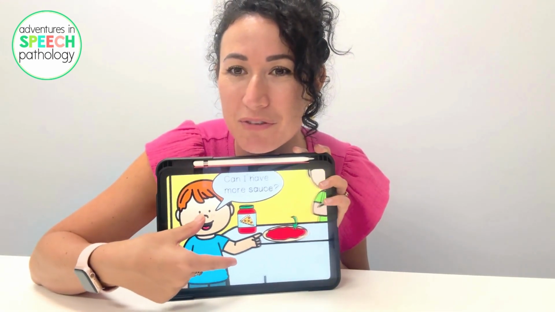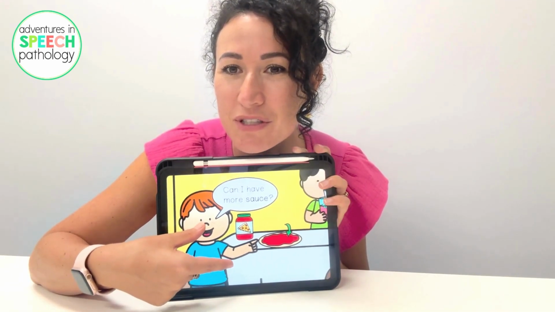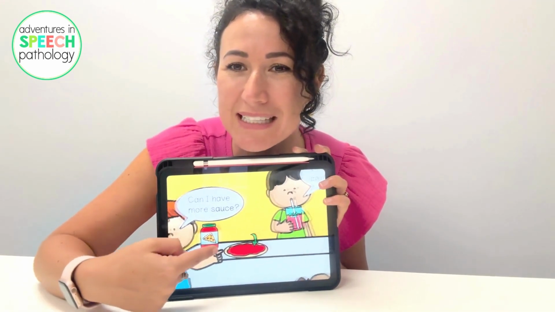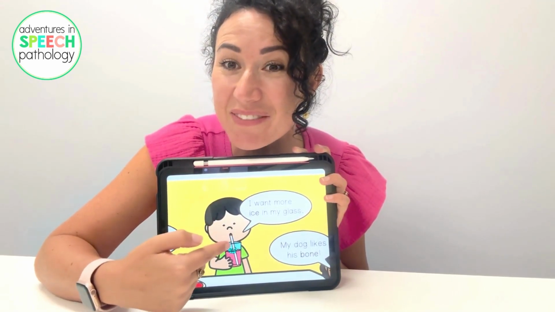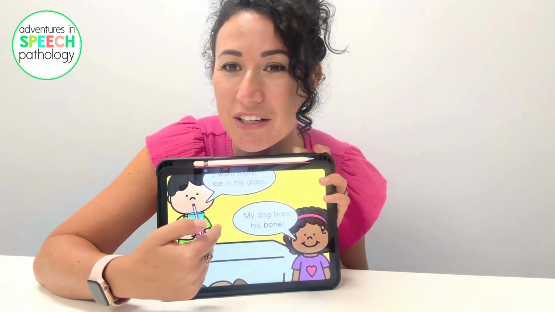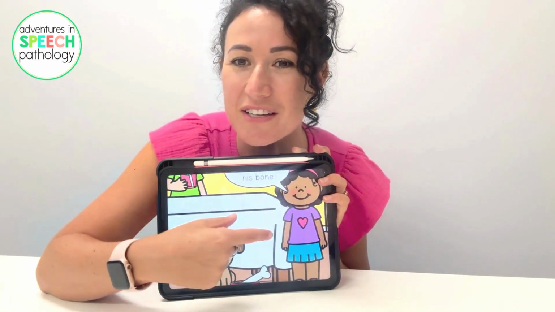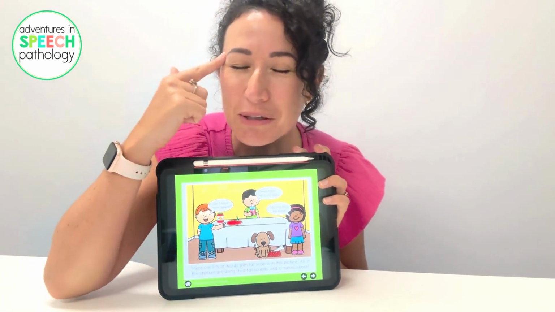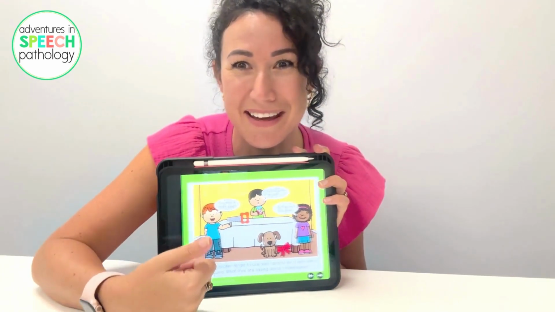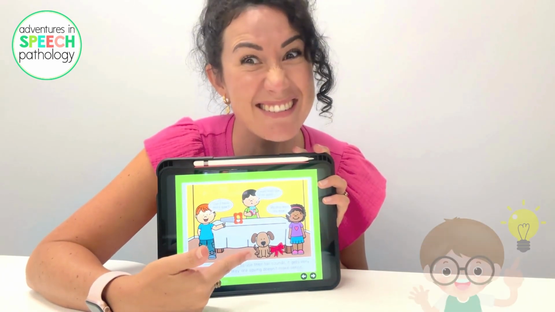So for example, we've got a little boy here, can I have more sauce? And he's pointing to his pizza sauce. This little guy, I want some more ice in my glass. My dog likes his bone. So we've got all these pictures, and it makes sense because all of these kids are really good at remembering when to use their tail sounds. But here's the thing, this really clicks.